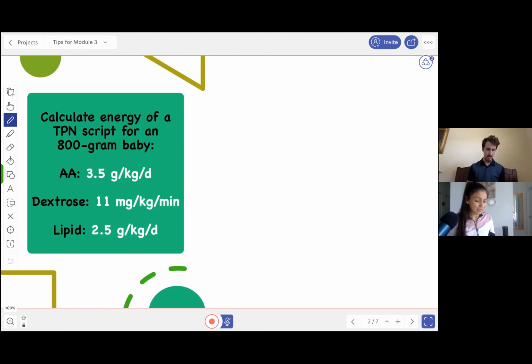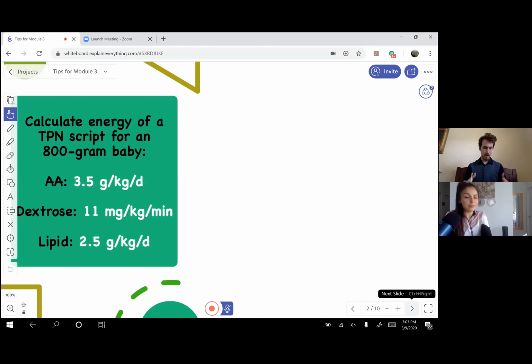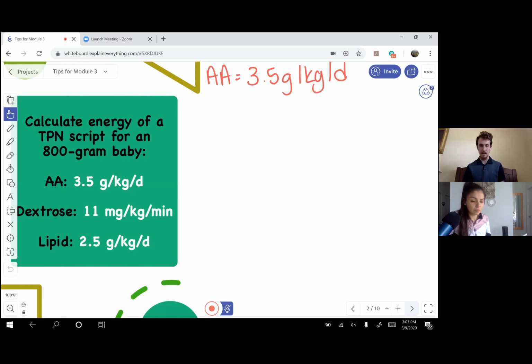Let's convert the amino acids to calories. Okay, let's start. What do we do first, Nick? So let's take this example of a TPN script and figure out the amount of energy that we are getting from this TPN script for each of the nutrients. Let's start off with the amino acids. Okay, so we have 3.5 grams per kilogram per day of amino acids. Now, Jeneene, do you remember how many calories per gram we're going to get from the amino acids?